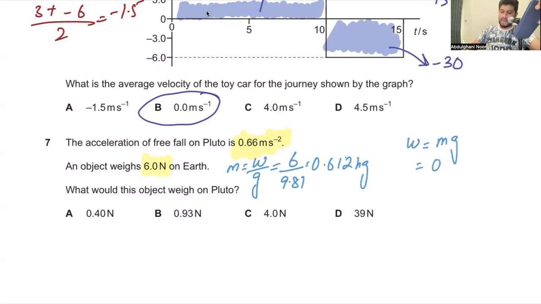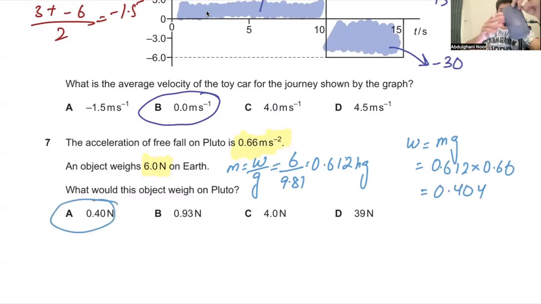And then you say once again W is equal to mg, but this time around let's do that for Pluto. The mass stays the same irrespective of the planet. The value for G is 0.66, and you multiply this by 0.66. And your answer is 0.404, which rounded off becomes A, 0.40 newtons.